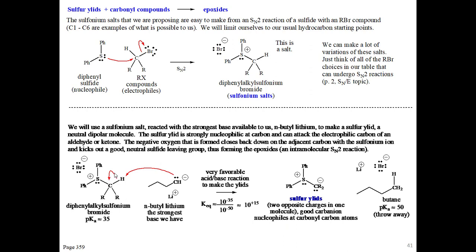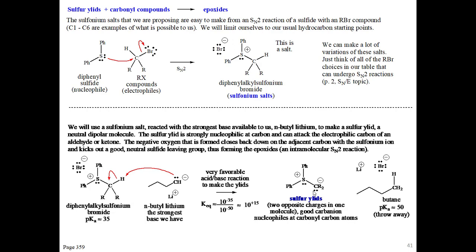Now, once we make it, we get ready to use it to make the epoxide. We use the n-butyl lithium. Oops, forgot a 2 here. It should be CH2. And then that's going to attack and pull this off. So, 100% reaction. Look at this. Compare the Kas of each of them. 10 to the 15th, we're on this side. So here's our sulfur ylid. Notice the nucleophilic carbon sitting right here.